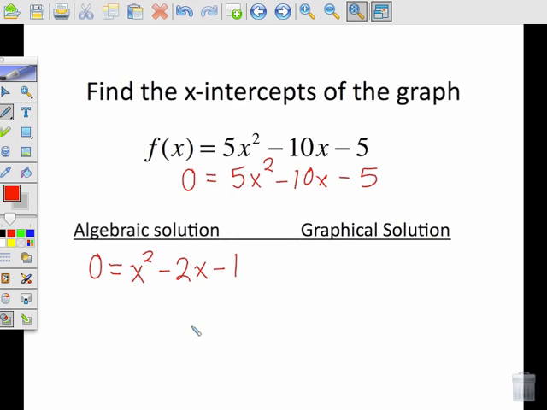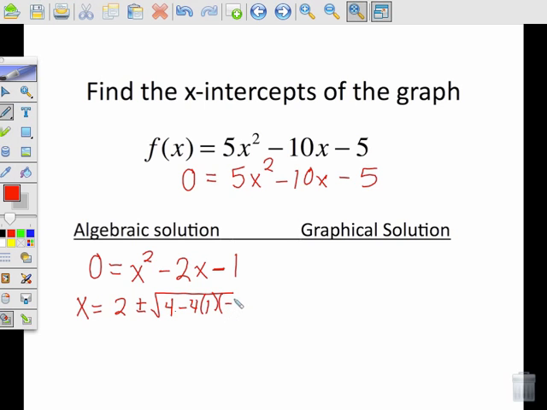You can see here I can divide everything by 5, so we've got 0 equals x squared minus 2x minus 1. This actually, you can see if it factors. If I have a minus here, it does not factor. So you use the quadratic formula.